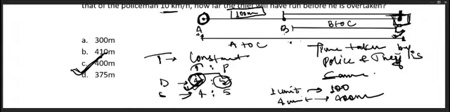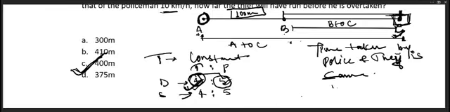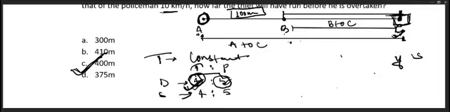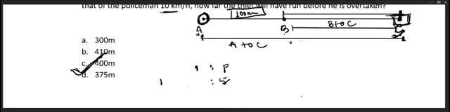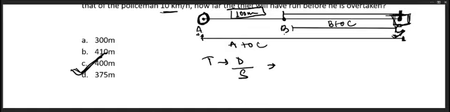Now what if we are asked to find the time taken by the thief to reach point C? As we know, time is equal to distance upon speed.